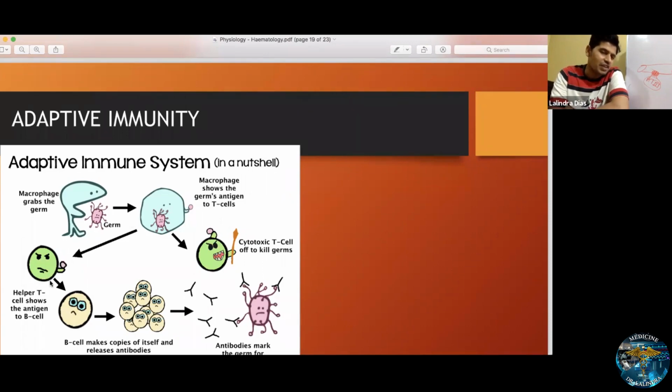Helper T lymphocytes, what is their function? They activate the B lymphocytes. And the B lymphocytes, what do they do? They produce antibodies, and that will kill the bacteria. Understood, guys? Everyone? Is that clear? I'll try to show you another picture of that.